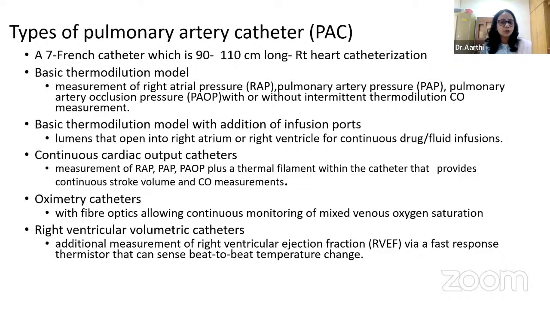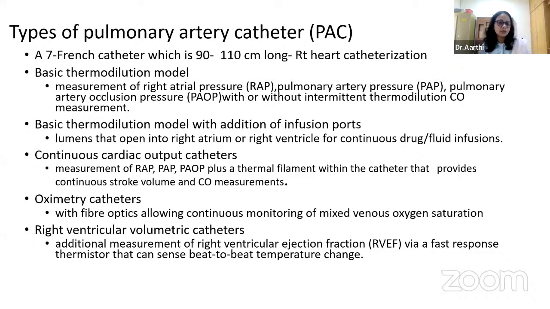The other model includes the addition of infusion ports, where there are lumens which open into the right atrium or the right ventricle. Along with the measurement of pressures, they are also used for continuous drug infusions and fluid infusions. And there are models which aid in measuring cardiac output continuously. This includes measurements of right atrial pressure, pulmonary arterial pressure, and occlusion pressure, along with a thermal filament on the catheter tip that continuously provides stroke volume and cardiac output monitoring.